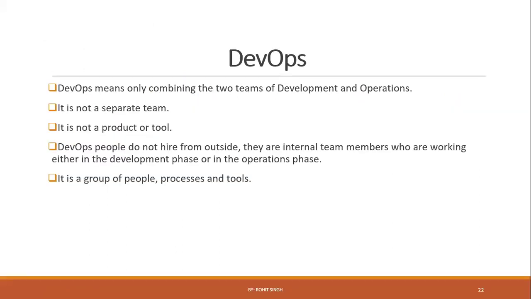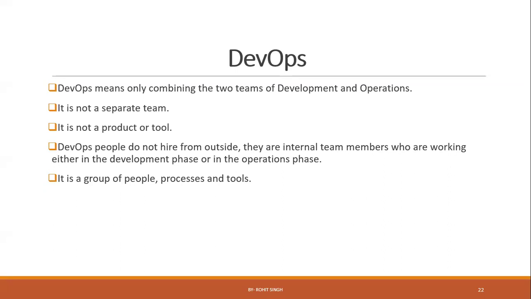So DevOps means what? Only combining the two teams, that is development and operation. It is not a separate team. We are going to combine the SDLC plus operation. It is not a product or tool, as I told you, right? It is not a piece of software. It is not a product. It is not a tool. DevOps people are not hired from the outside. They are internal team members who are working either in the development phase or in the operation phase.